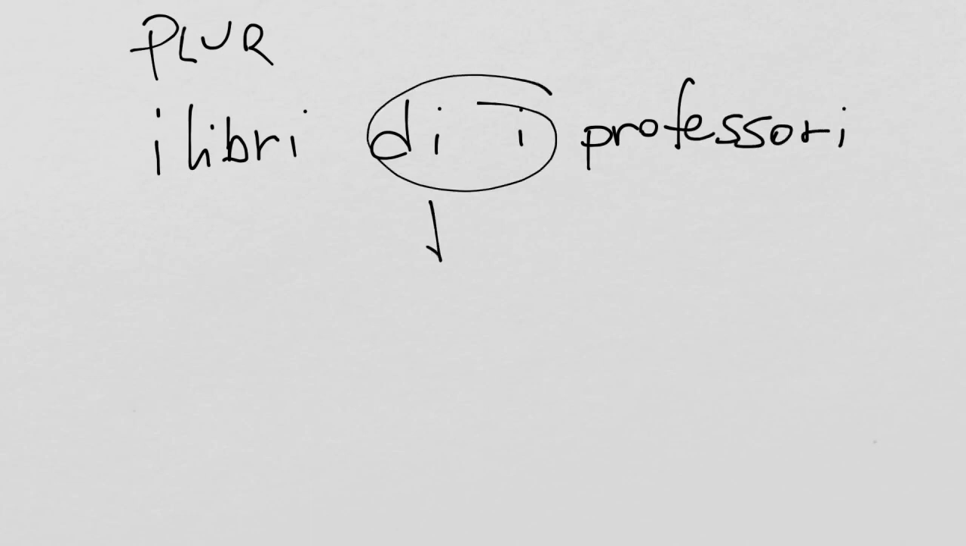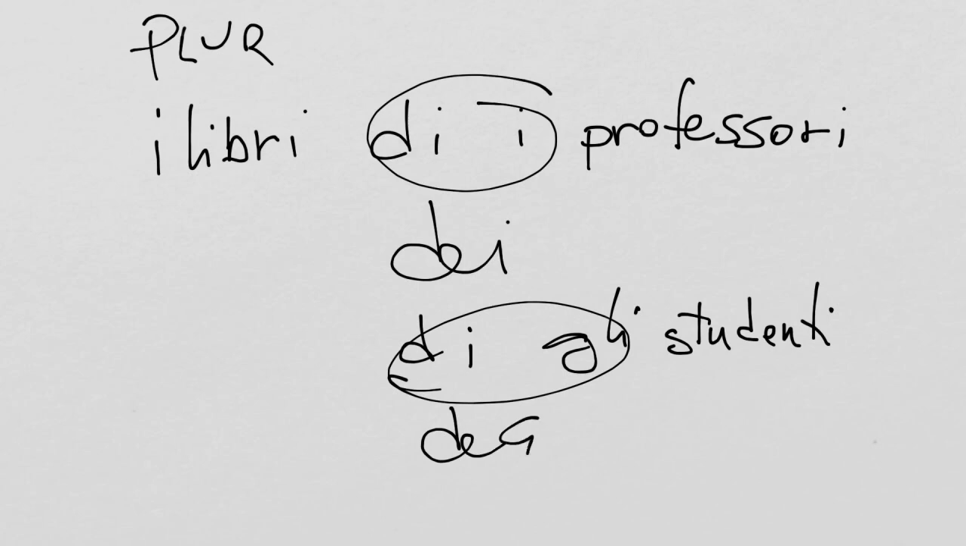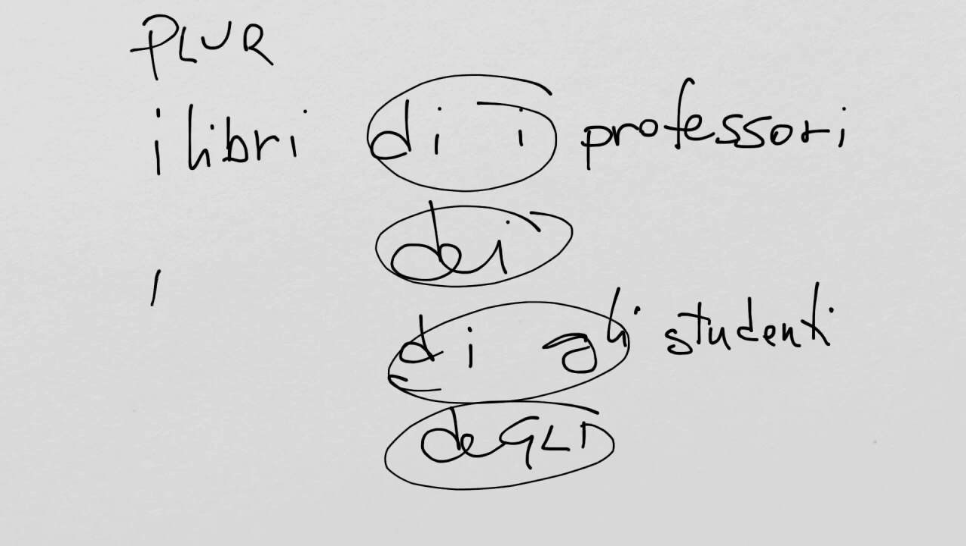In the plural, the process is identical. It is a very regular, systematic process. I libri di i professori, di plus i becomes dei. Therefore, i libri dei professori. What about di plus gli, the other masculine plural article? I libri di gli studenti, well, it's degli studenti. Dei, degli. Those are the two forms of the masculine plural, of the.